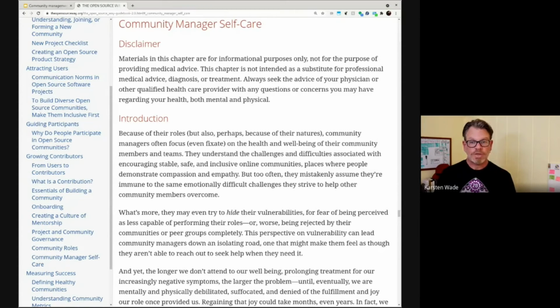So the idea for this chapter came about during a content design workshop at FOSDEM 2020 in Brussels. And in fact, I'm wearing my FOSDEM 2020 shirt to commemorate that. And the community manager who suggested this chapter ended up writing the chapter in the end.